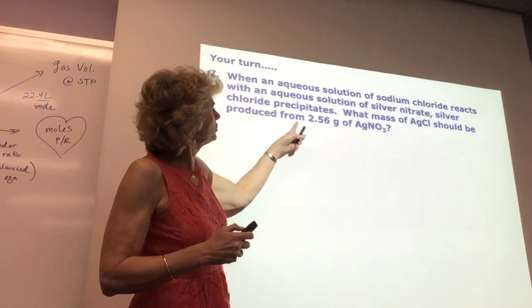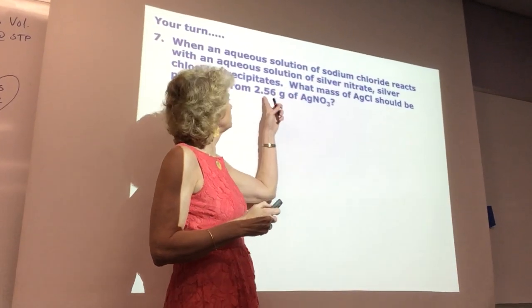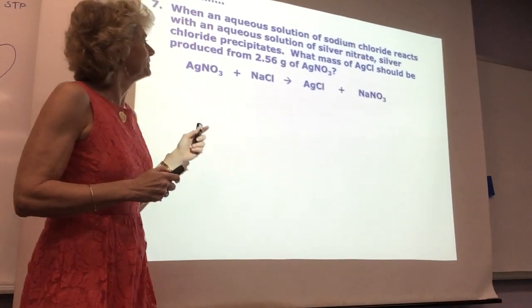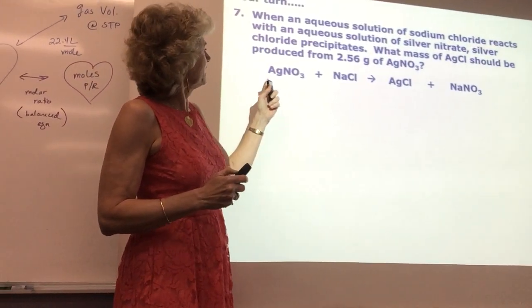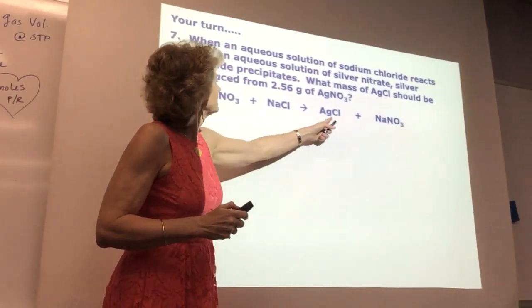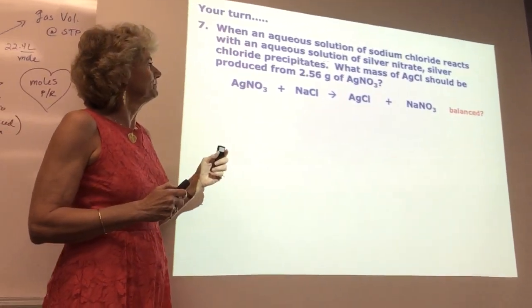What mass should you get when you start off with 2.56 grams of silver nitrate? Here's our equation. Is it balanced? 1 and 1 and 1 and 1 and 1. Yep, it's balanced, all good.